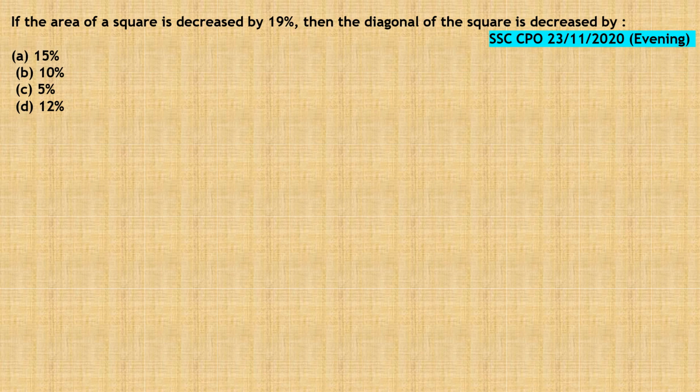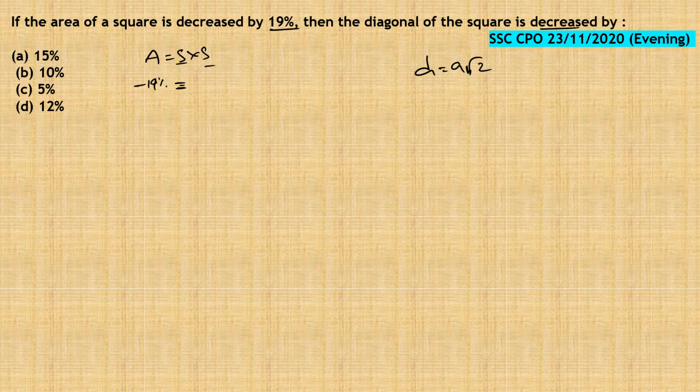If the area of a square is decreased by 19%, then the diagonal of a square is decreased by how much percent? Area of the square, that is A equals S into S, S denotes the side of the square. Diagonal is equal to A root 2, A denotes the side of the square. Area of the square is decreased by 19%, that is a decrease of 19% in the area is there. By how much percent is the side decreased?